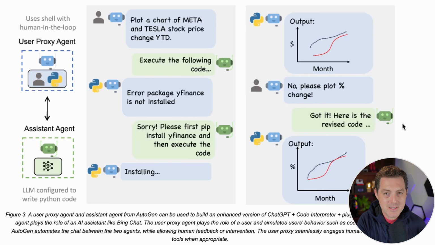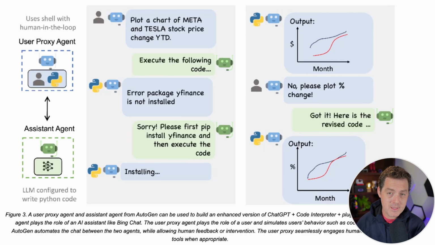So if that user proxy agent weren't there, the assistant agent would pass me the code, and then I would open up Visual Studio Code, for example, and just run the code. But now that we have that user proxy agent, the user proxy agent can actually run the code itself, saving me time. AutoGen automates the chat between two agents while allowing human feedback or intervention. The user proxy seamlessly engages humans and uses tools when appropriate. So another thing it can do is ask me for input.